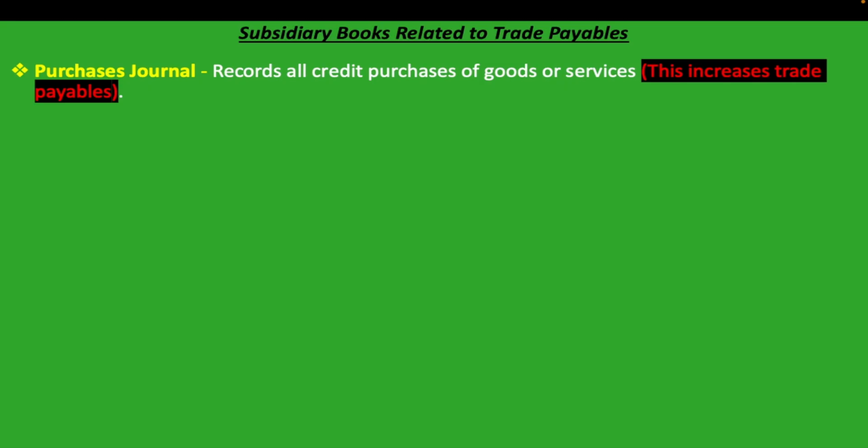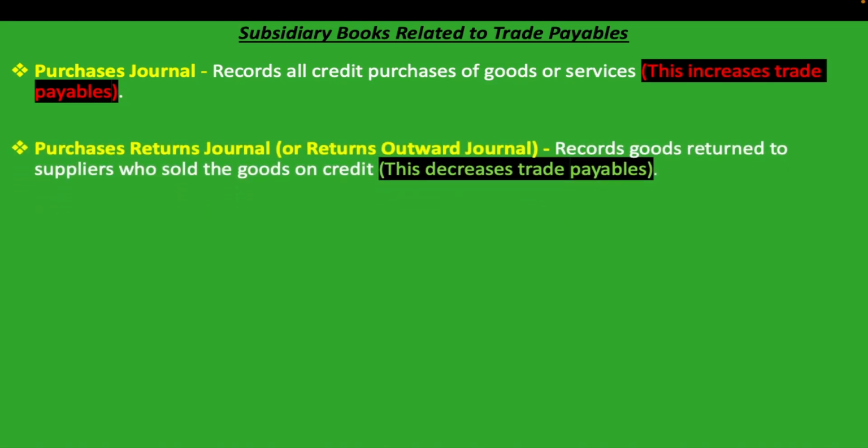What other subsidiary book do we have that relates to trade payables? Well, we've got the purchases returns journal or returns outwards journal. So any of those terms may be used. And what do we record here? Well, it records goods returned to suppliers who sold the goods on credit. Okay, and this decreases trade payables.